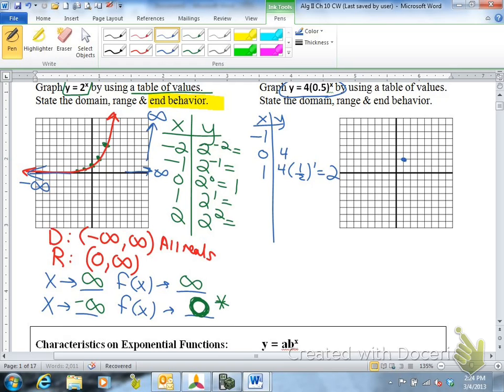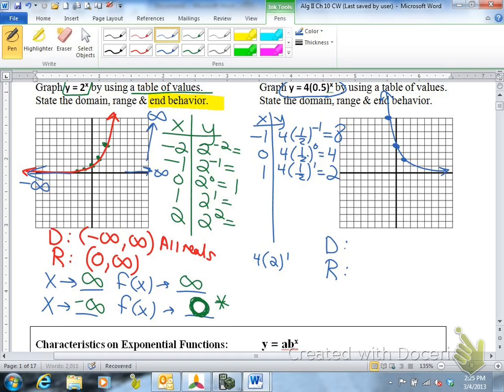And when you put 0 in, you'd have 4 times a half to the 0. So it'd be 4 times 1 is 4. 0, 4. And then you have 4 times a half to the negative 1, which would be 4 times 2 to the 1, because you take a reciprocal of 1/2. So that would be 8. So you'd have negative 1 comma 8. So here's what the graph looks like. And that's an exponential decay graph.